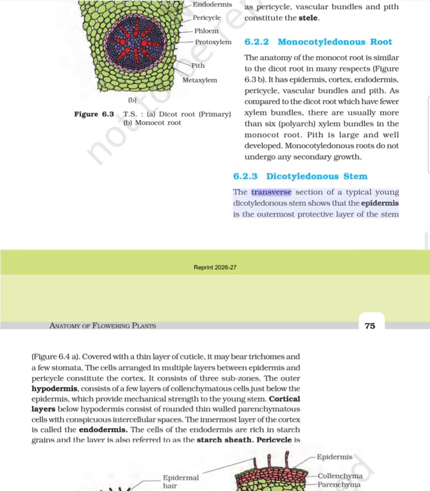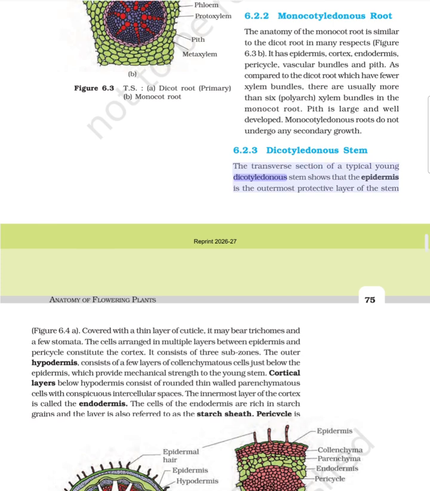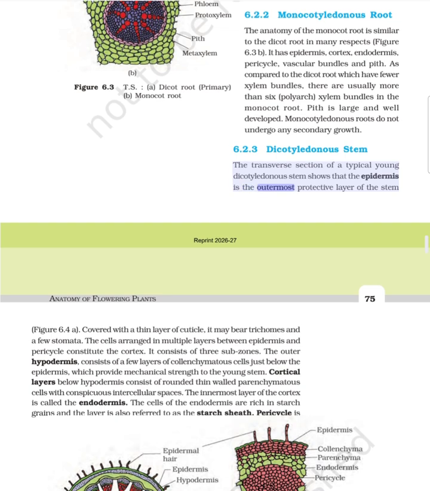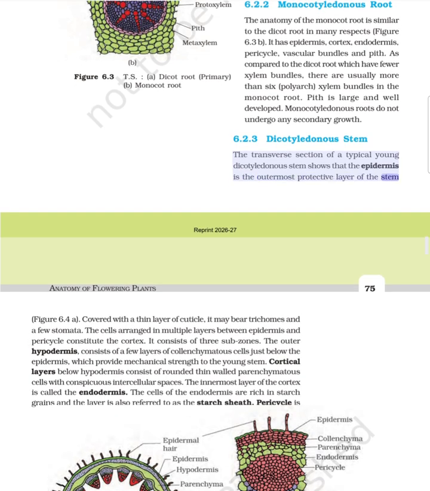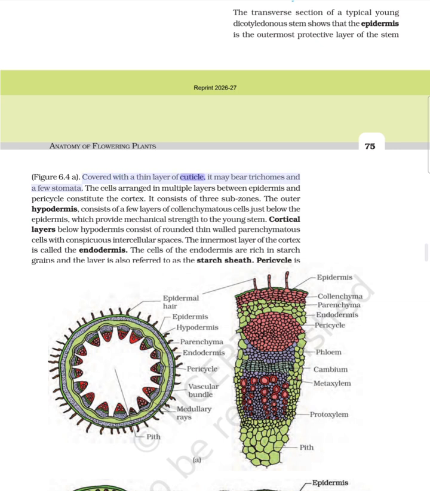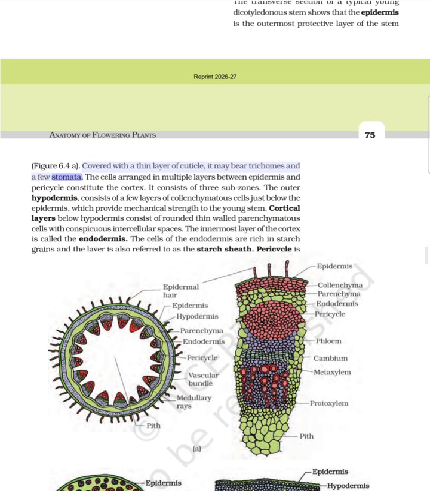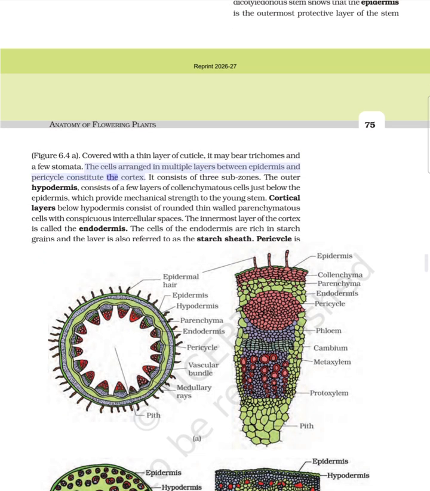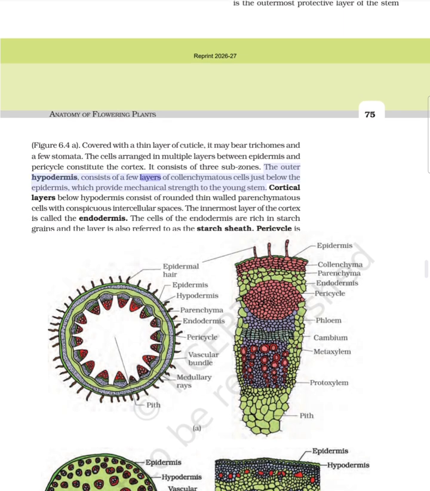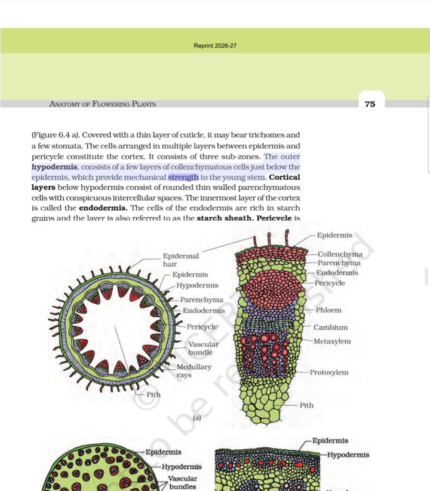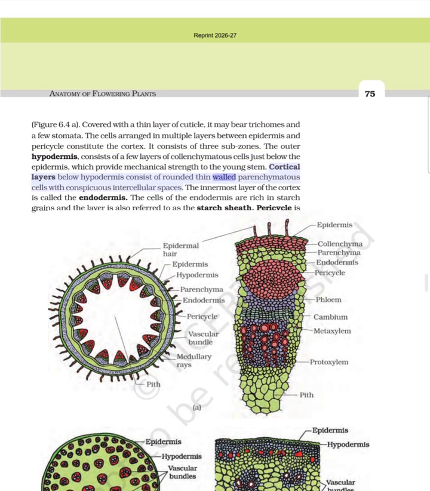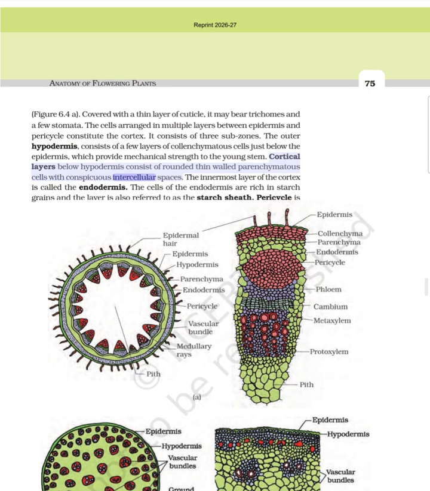6.2.3 Dicotyledonous stem. The transverse section of a typical young dicotyledonous stem shows that the epidermis is the outermost protective layer of the stem. Covered with a thin layer of cuticle, it may bear trichomes and a few stomata. The cells arranged in multiple layers between epidermis and pericycle constitute the cortex. It consists of 3 subzones. The outer hypodermis consists of a few layers of parenchymatous cells just below the epidermis, which provide mechanical strength to the young stem. Cortical layers below the hypodermis consist of rounded thin-walled parenchymatous cells with conspicuous intercellular spaces.